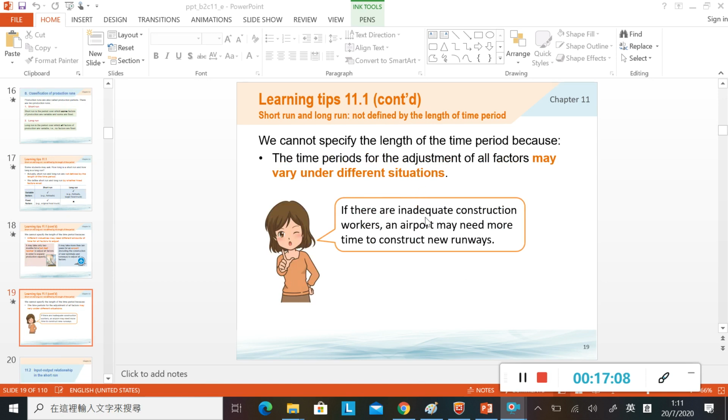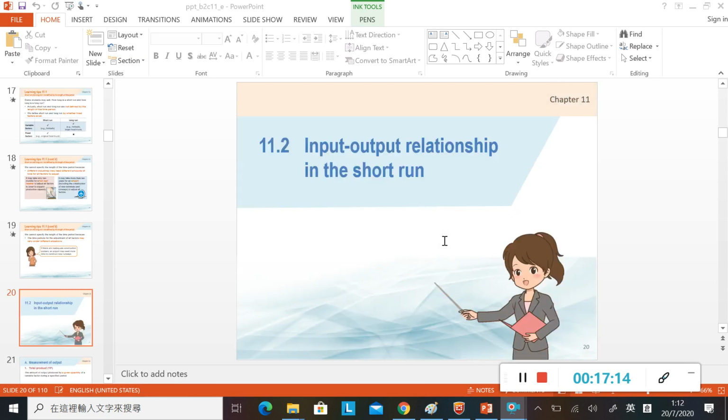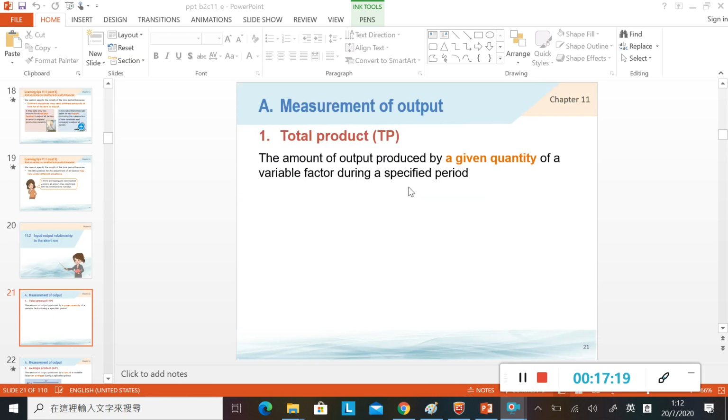頭先講過啦，你唔同嘅 factors 有機會喺唔同嘅情況下，個時間嘅長短會有唔同。好啦，我哋睇下 short run 嘅時候有啲乜嘢 input and output relationship。首先，我哋要學點樣去 measure 個 output。首先，我哋會有 total output：the amount of output produced by a given quantity of a variable factor during a specific period。總共你整咗幾多嘢？用某一個特定數目嘅 variable factors，你總共整咗幾多嘢？That means the total amount of output. Total output, total products.